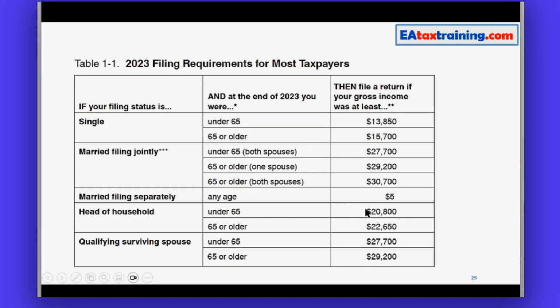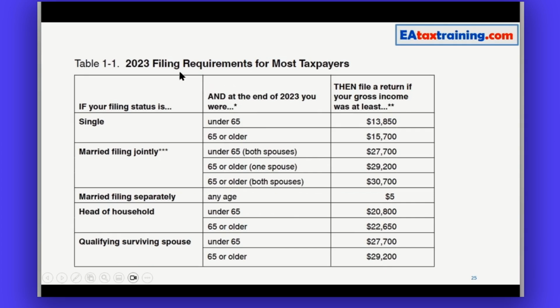Head of household is $20,800 if you're under 65. Qualifying surviving spouse is $27,700. Not coincidentally, that is the same amount as married filing jointly, because as we'll see later, the qualifying surviving spouse gets the benefits of married filing jointly, even though their spouse has passed away.